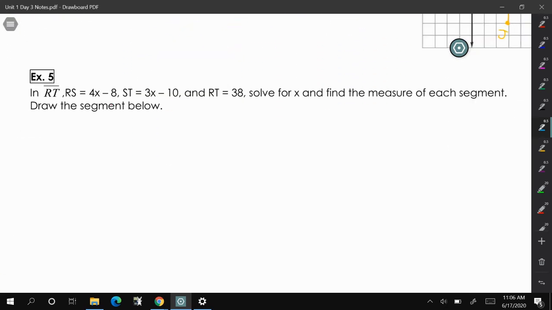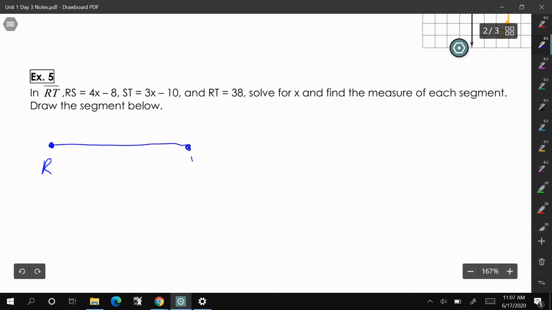Okay, in example 5, we have segment RT where RS is 4x minus 8, ST is 3x minus 10, and RT is 38. Solve for x and find the measure of each segment. We want to draw this first. So we're going to draw RT, and point S is somewhere between them. We don't know where. It doesn't say that it's in the middle, but it's somewhere in there. We know from R to T, this whole length is 38.